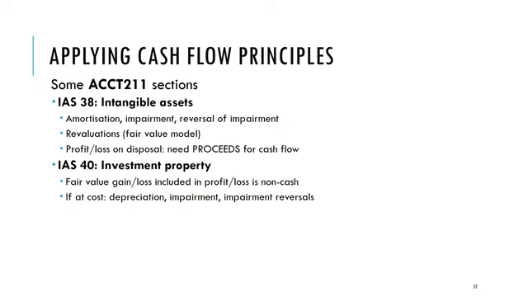If at cost, depreciation, impairment, and impairment reversals, similarly, as we've stated before, that will be important when we're dealing with the indirect method and we're starting from that profit before tax point. We then need to eliminate these non-cash items to be able to get the raw cash flow of the business.